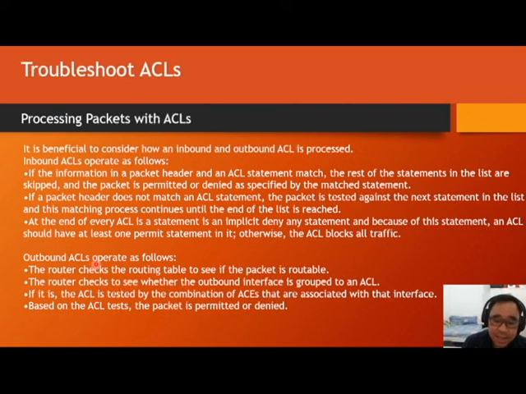So outbound ACLs operate as follows. The router checks the routing table to see if the packet is routable. The router checks to see whether the outbound interface is grouped to an ACL. If it is, the packet is tested by the combination of ACEs that are associated with the interface. So based on the ACL test, the packet is permitted or denied.